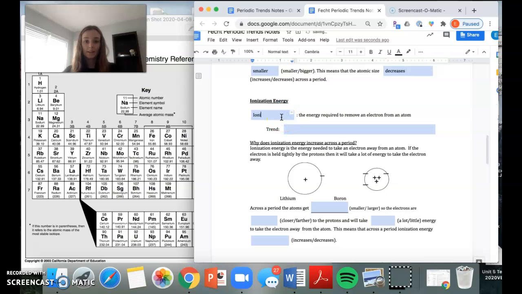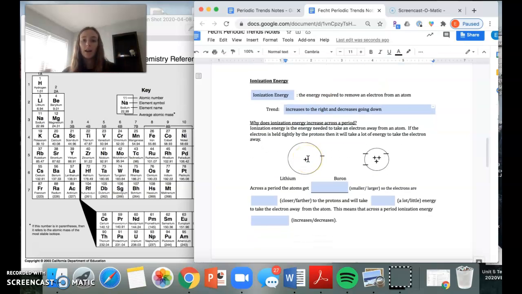Ionization energy is the energy required to remove an electron from an atom. And as we saw from your notes from class, you should have known that it increases to the right and decreases going down. So we have the opposite of what happens with atomic size. So if we look here, ionization energy again is the energy needed to take an electron away from an atom.